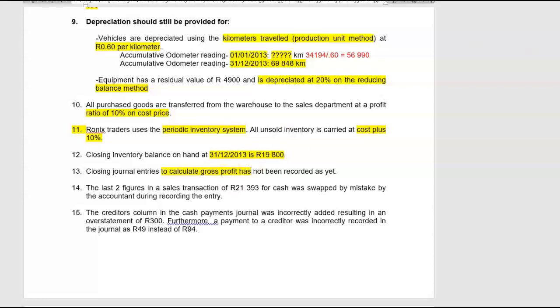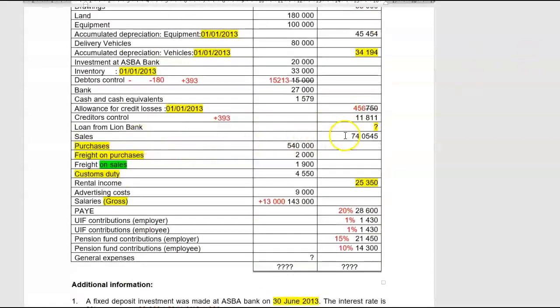Now sales is there. All we're going to do is transfer our sales to our trading account. So we're going to debit sales and we're going to credit, oh yes, a little mistake, we're going to credit our trading account with that amount of 740,545, then that is out of the books. Please note that freight charges on sales are not deducted from the sales figure. This freight charges on sales is a normal operating cost and will be shown underneath the gross profit line as an operating cost. So number one, we're going to debit sales, credit trading account 740,545.